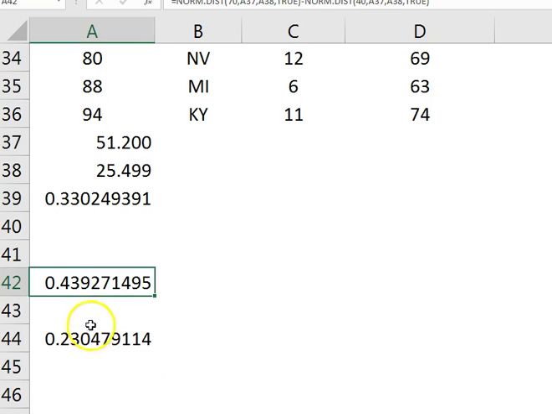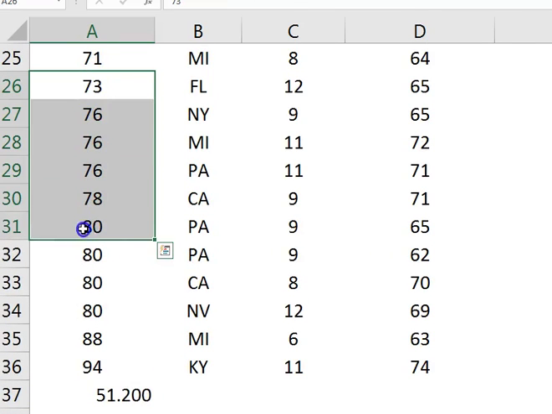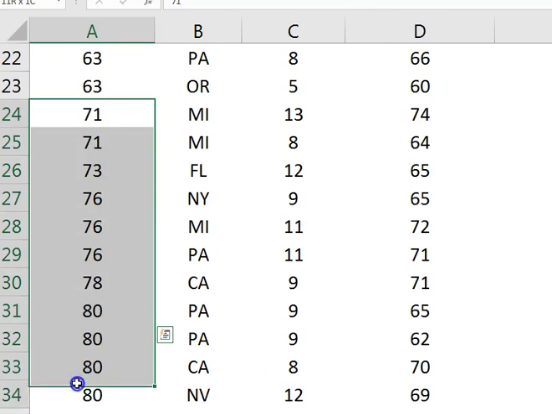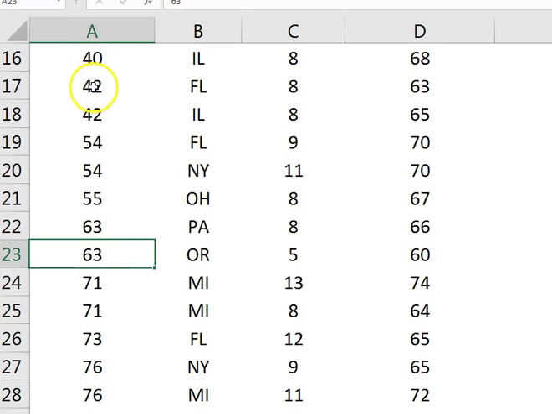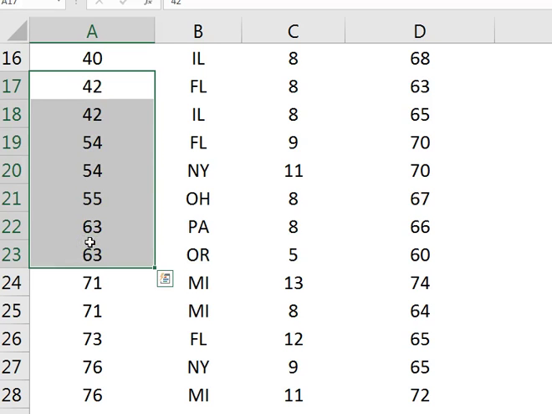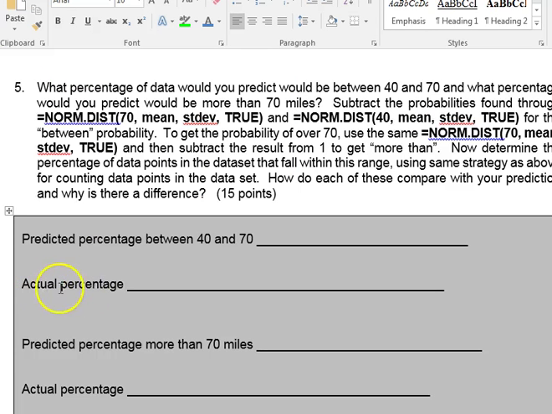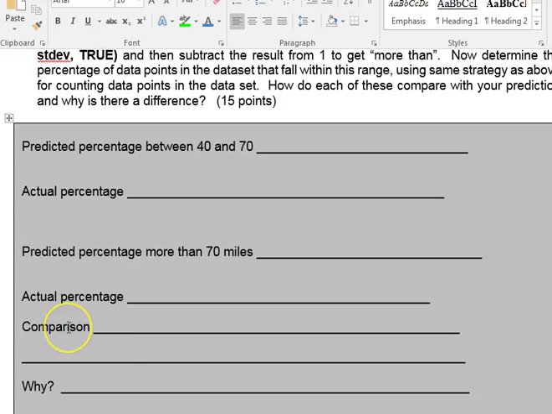And then after finding those theoretical predictions, go back and look at your data, and you're going to count how many are greater than 70 for the actual value. And then we also wanted to know how many were in between 70 and 40. So you would count the ones that are strictly in between 70 and 40 for the actual percentage. And then talk briefly about the comparison between these predicted percentages and actual percentages, which one was larger, which one was smaller. And then why is there a difference between the predicted percentage and the actual percentage?